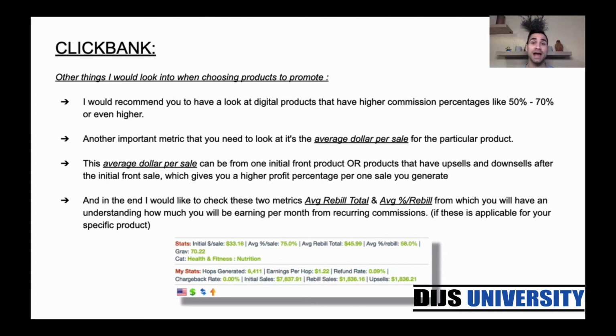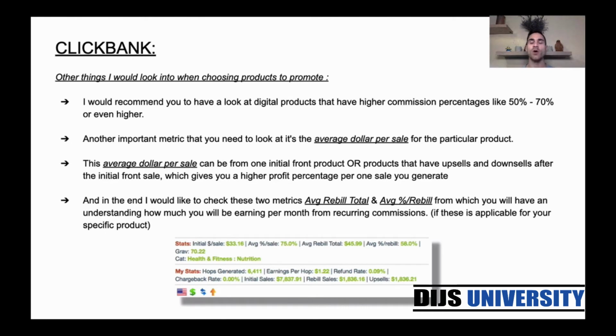So some products have not just the initial sale where you get the percentage from that sale, but some products have even recurring commission. That means that the customer will pay an amount of dollars every single month, and from those payments you're gonna make some percentage, which is pretty good.